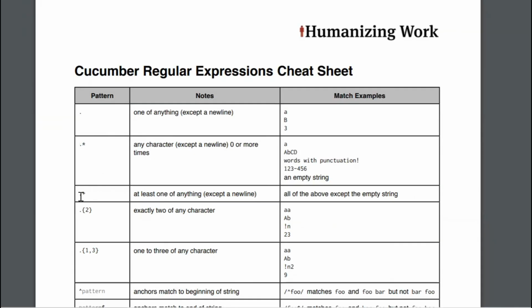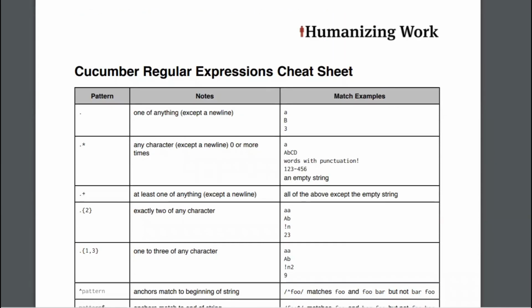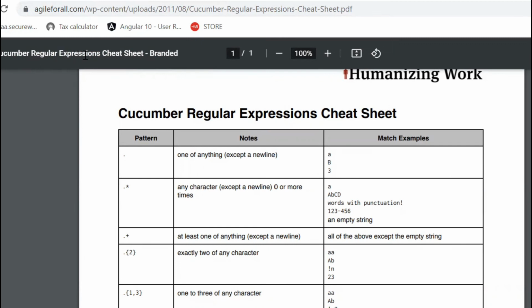If you're using dot plus, then at least one of anything. So it could be anything, all of the above, except the empty string. So this is how the list goes on. These are some regular expressions. So if you want to read more about it, you can go through this cheat sheet. It is there on agileforall.com. So you can check it over there.